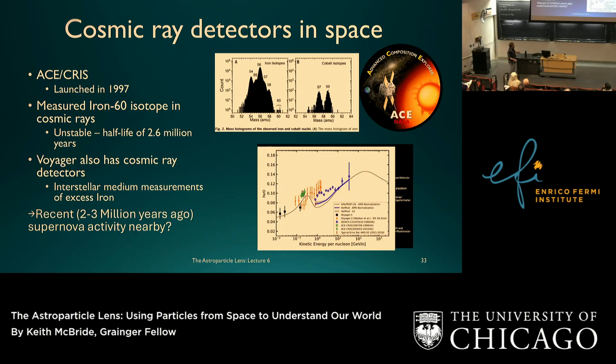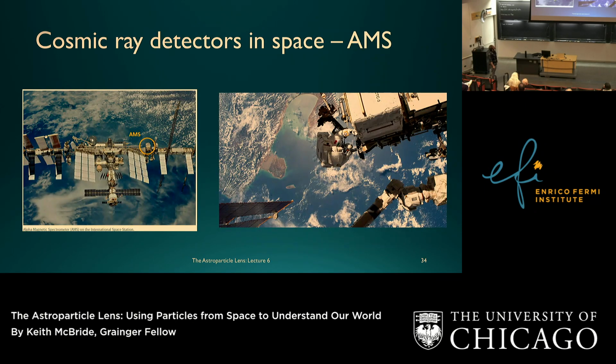And so the active research that we're talking about now, the kinds of things we're thinking about, is this evidence for a very recent, within the past 2 to 3 million years, some kind of nearby supernova activity. It has to be nearby, and it has to be young. It has to be young because that iron 60 is still there in cosmic rays. And it has to be nearby because it's an excess over everything else, right?